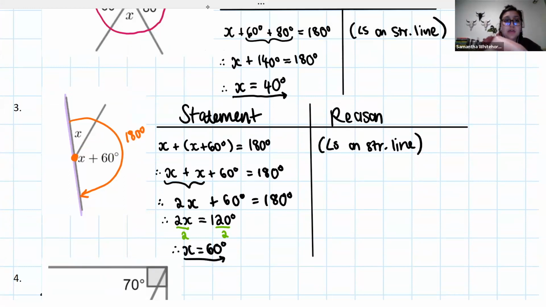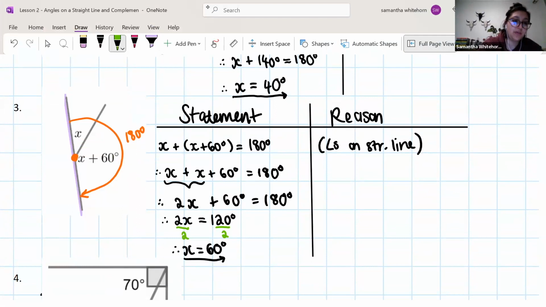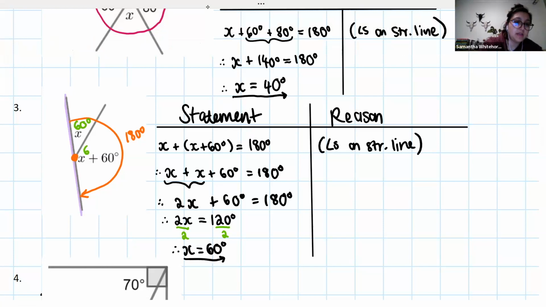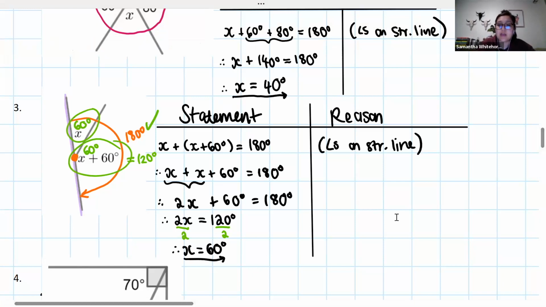Now guys, remember what you can do is substitute back in. So if I go to my diagram, this x is 60 and this x is 60. Remember, they're the same variable, so they're the same value. 60 plus 60 plus 60, which is actually 120, does give me 180 degrees. It gives me the angles on a straight line that I was looking for. So please remember that once you have the variable, it doesn't matter if the variable is repeated, you have that value and it's not going to change as long as the variable is the same.